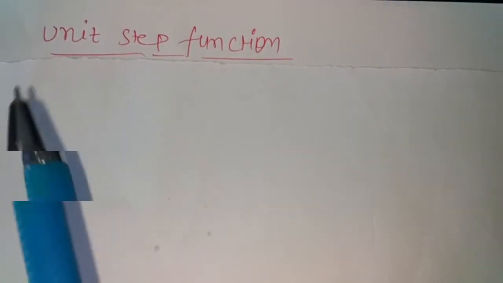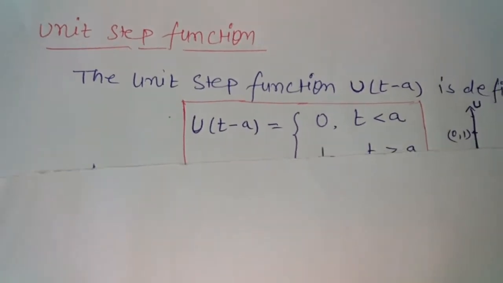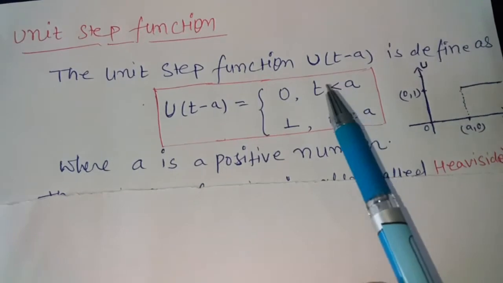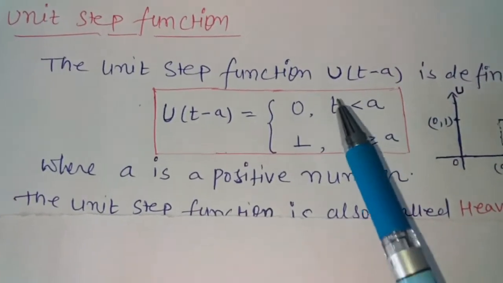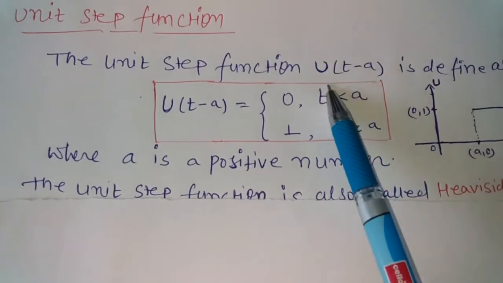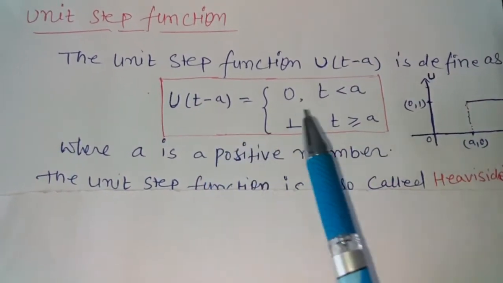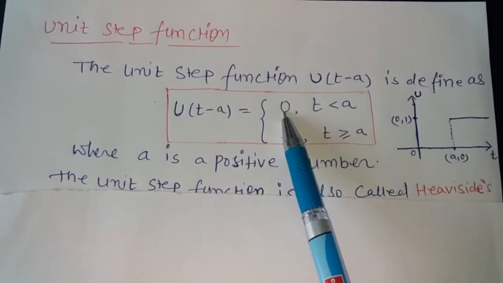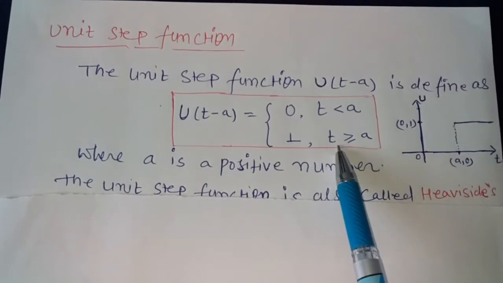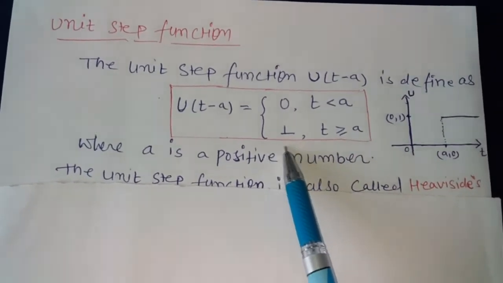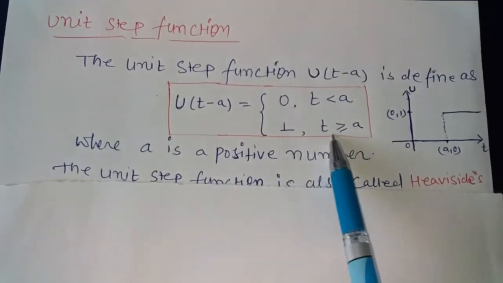First we define what is unit step function. The unit step function, which is denoted by u(t minus a), is defined as: for t less than a, the value of function is 0, and for t greater than or equal to a, the value of function is 1. So this function is called unit step function.